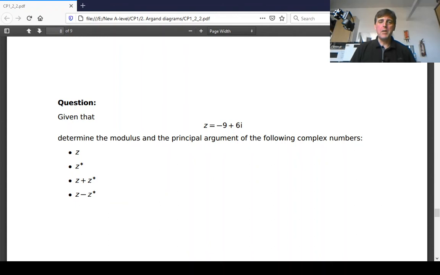Now, not really much more to say in this video. We've introduced ourselves to the idea of what a modulus and the argument of a complex number is. But we'll finish off by asking you to have a go at the question on the screen. So pause the video, determine the modulus and the principal argument of those complex numbers, and restart once you've got your answers.